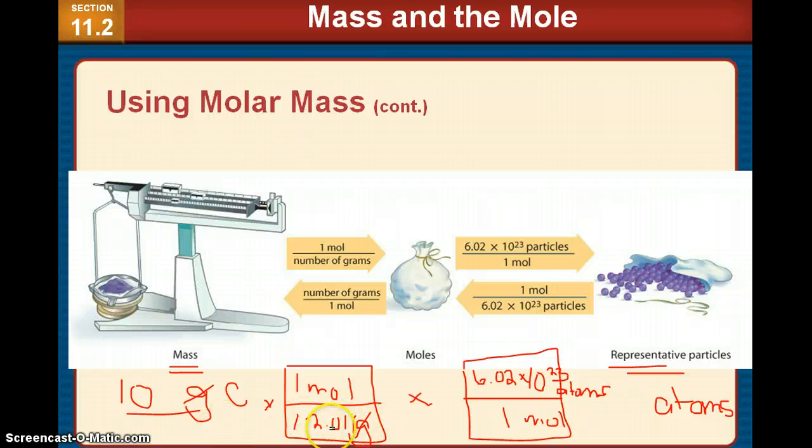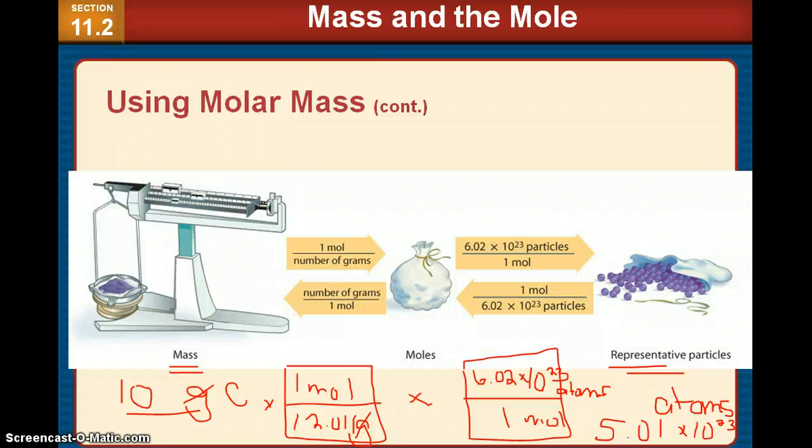And I divide by what's on the bottom. So I made this one up, so let's find an answer. 10 times 6.02 times 10 to the 23rd divided by 12.011 gives me 5.01 times 10 to the 23rd atoms.